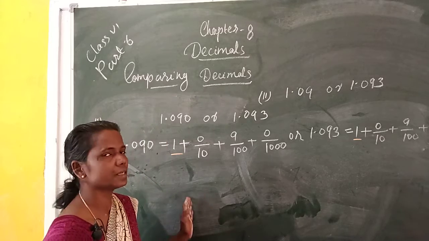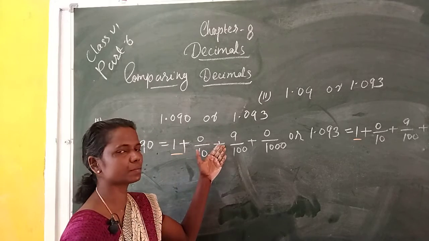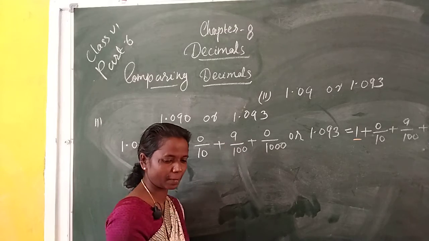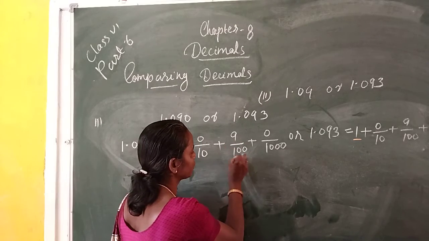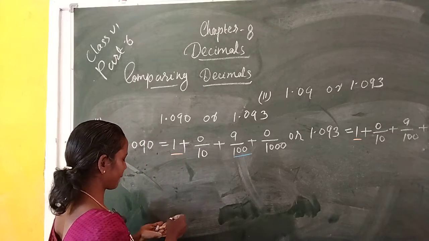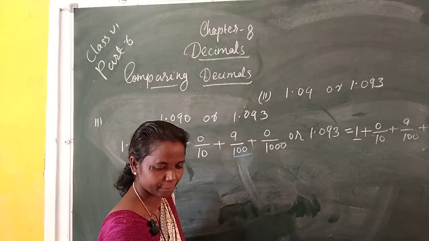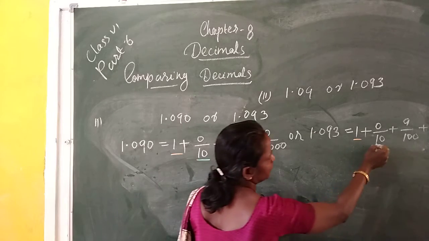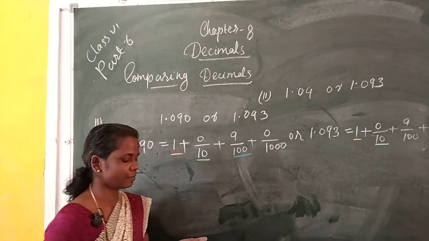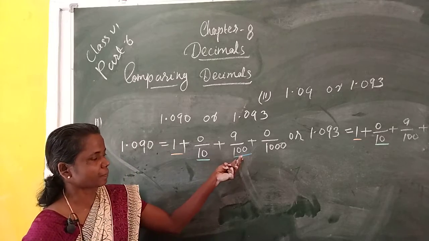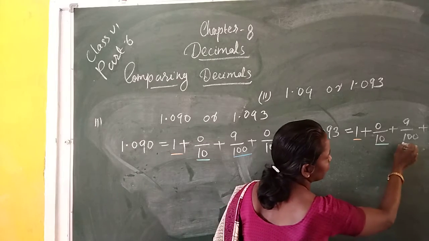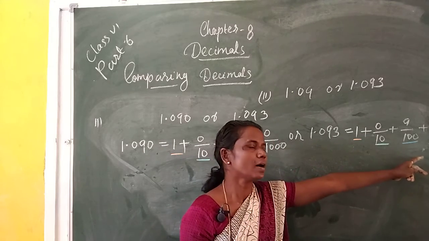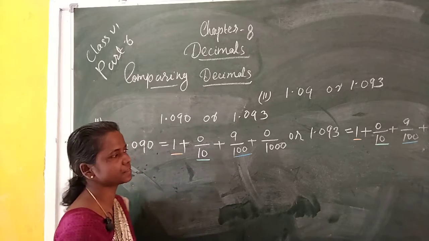So next we look which place? 100th place. Here 10th place same. Then next we look its 100th place. Here also 100th place same number 9. Here also 9. So 100th place also same.